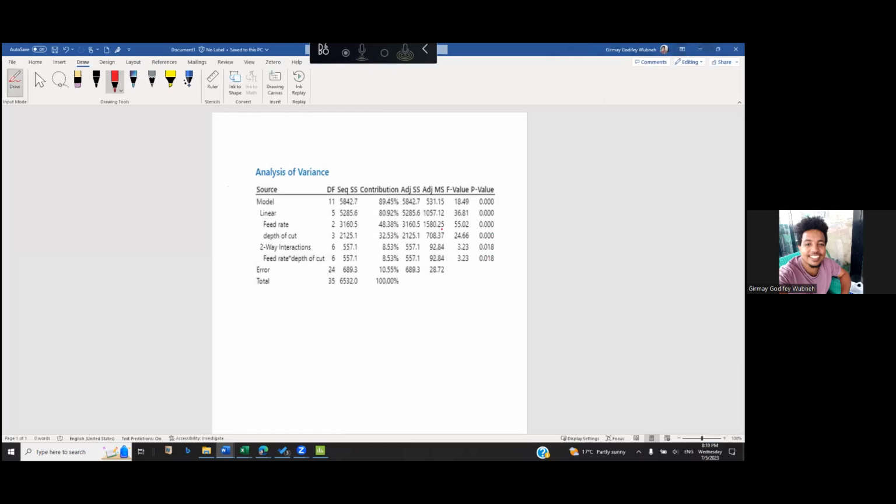So let's say feed rate has a p-value of 0, which means it has a significant effect on surface finish. Next, depth of cut: the p-value is 0, so it also has a significant effect on the response. The interaction effect p-value is 0.018, that's less than 0.05.